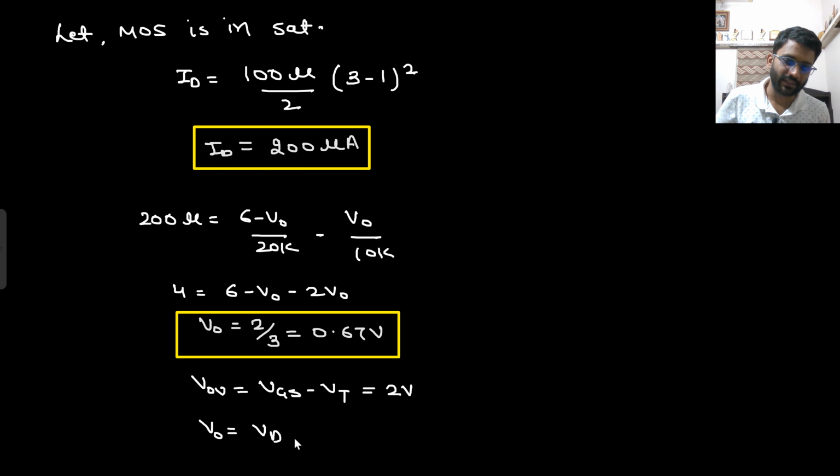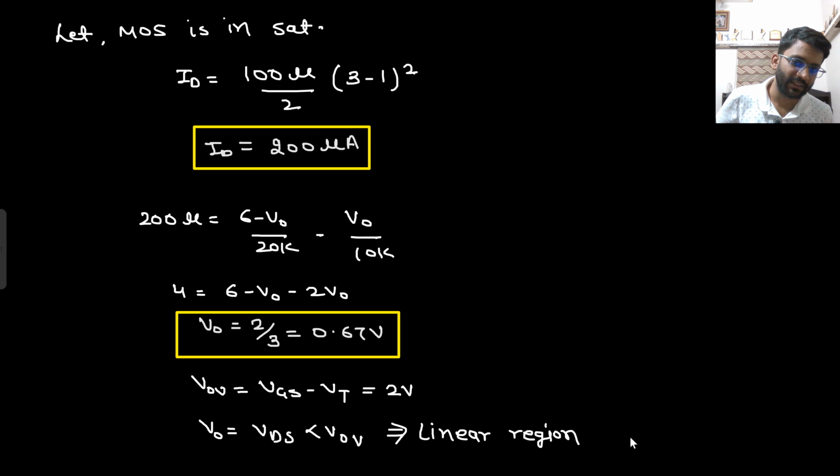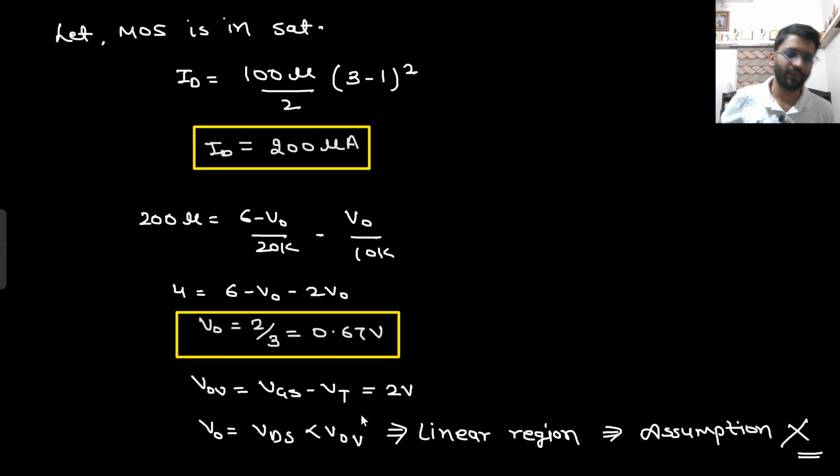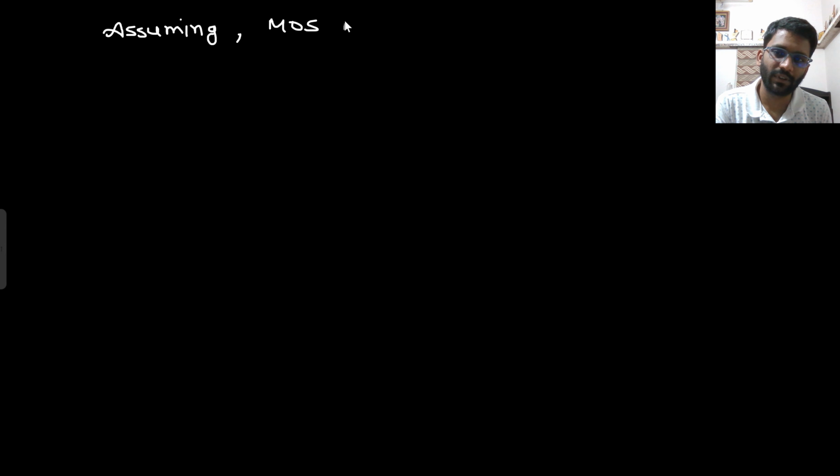V naught, that is equal to VDS. This is lesser than V overdrive. What does this show? Linear region. If it is in linear region, your assumption is wrong. So the assumption you made is wrong. So this ID is wrong, this is also wrong. So now again you have to make an assumption. What assumption will you make? Assuming MOS in linear or triode region.